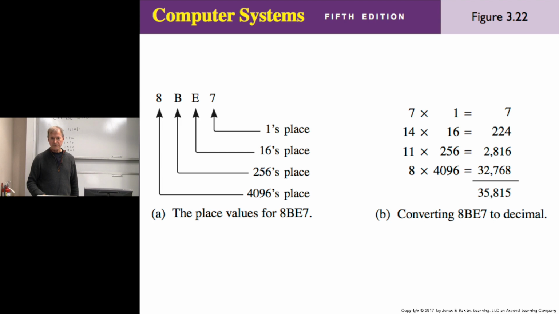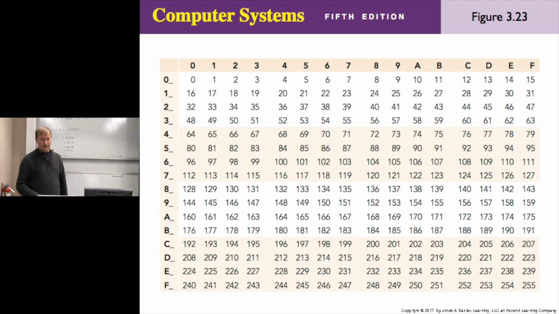Any questions about how that works? Okay, and here in figure 3.23 is a little table that you can refer to if you want. All this table does is count up in decimal in the body of the table: 0, 1, 2, 3, 4, 5, 6, 7, 8, 9, 10, 11, 12, 13, 14, 15. And then the hexadecimal digits on the top row are 0, 1, 2, 3, 4, 5, 6, 7, 8, 9, A, B, C, D, E, F.